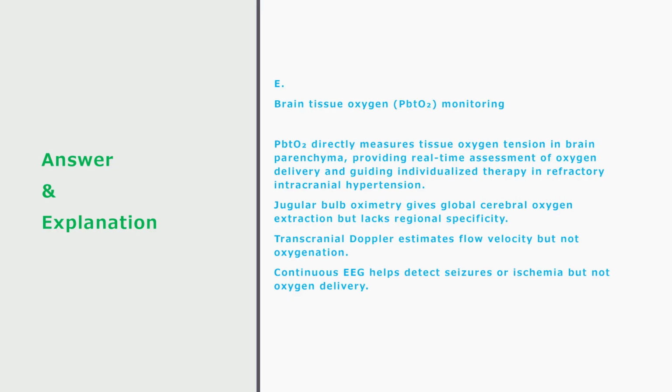PbTO2 directly measures tissue oxygen tension in brain parenchyma, providing real-time assessment of oxygen delivery and guiding individualized therapy in refractory intracranial hypertension. Jugular bulb oximetry gives global cerebral oxygen extraction but lacks regional specificity. Transcranial Doppler estimates flow velocity but not oxygenation. Continuous EEG helps detect seizures or ischemia but not oxygen delivery.